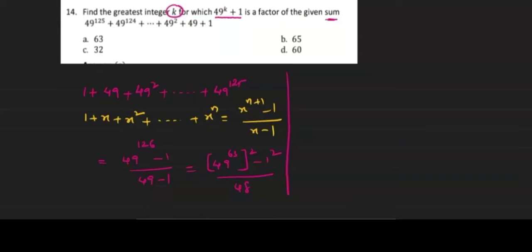This is in the form of a square minus b square numerator. So we can write 49 to the power 63 plus 1 into 49 to the power 63 minus 1, whole by 48. Now keep 49 to the power 63 as it is, and this 49 to the power 63 we can write as (1 plus 48) whole to the power 63 minus 1, whole by 48. Now this is binomial expansion, of the form (1 plus x) whole power n.